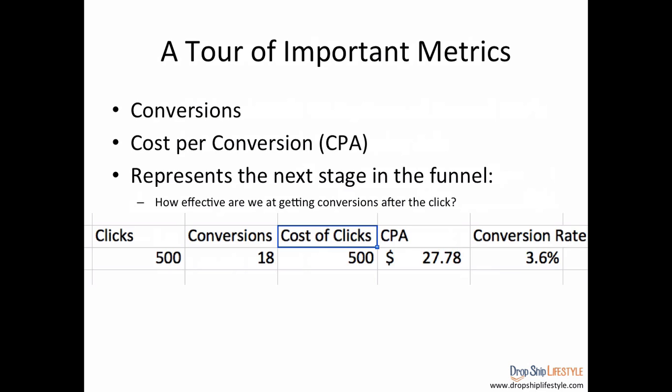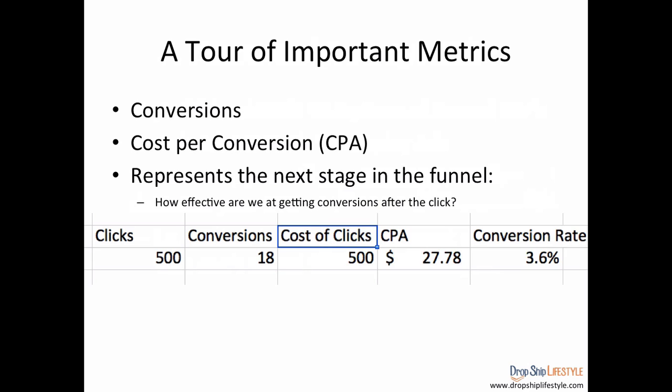We have CPA, cost per conversion. Specifically, it stands for cost per acquisition. What was our acquisition cost to get that particular type of conversion? So what's the math that's going on here? If we had 500 clicks and 18 conversions, that would be a 3.6% conversion rate. So conversion rate is simply the frequency at which we get conversions from our clicks.